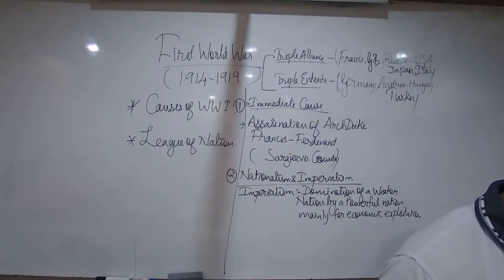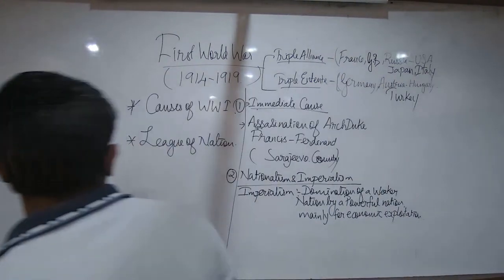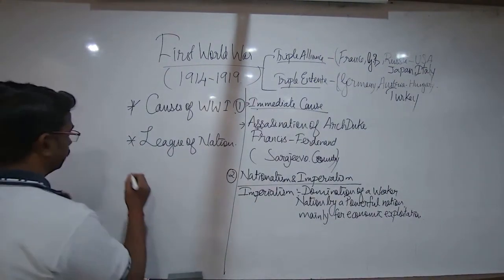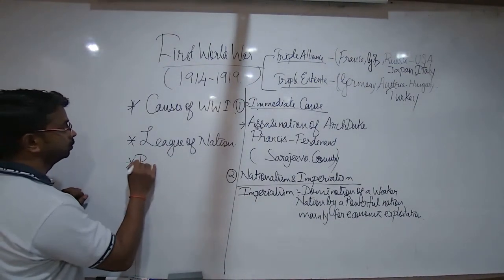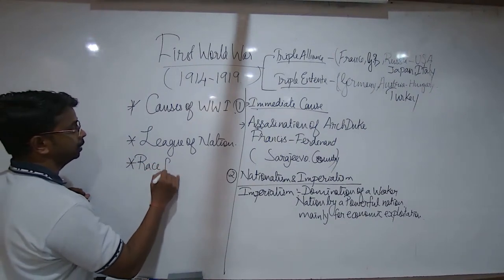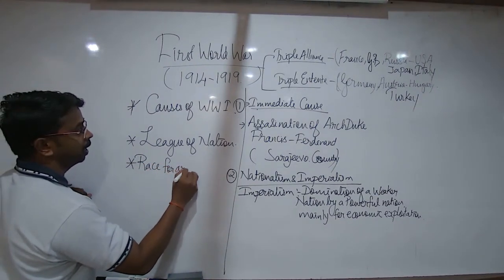Second point, right, race for armaments. Same here also. Armaments. Okay, you know what armaments are first of all? Weapons, deadly weapons. Race for armaments.